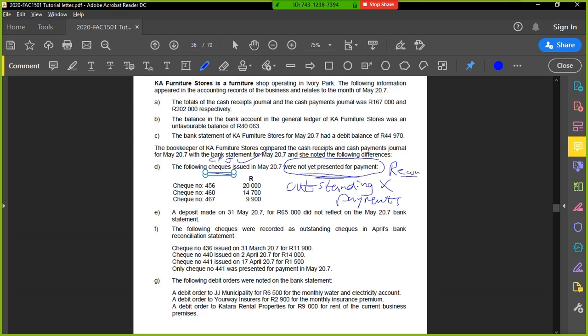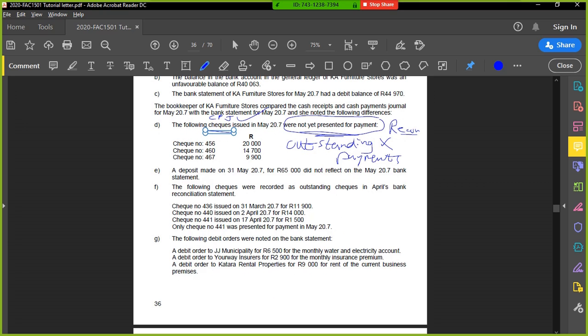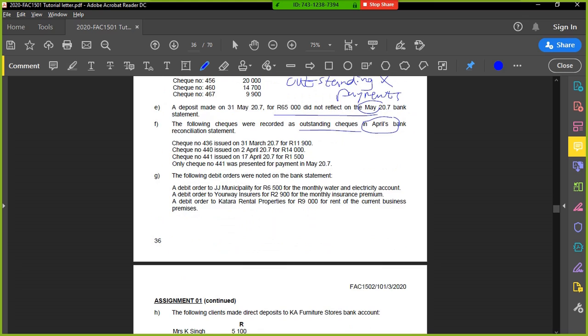Okay, so let's have a look at the rest. Deposit made. Did not reflect on the bank statement. What is that? Outstanding deposit. Okay. F. Following checks were recorded as outstanding checks in April. How does April relate to May? It's the previous month. Does that make sense? Yes. Okay. Then we've got G.